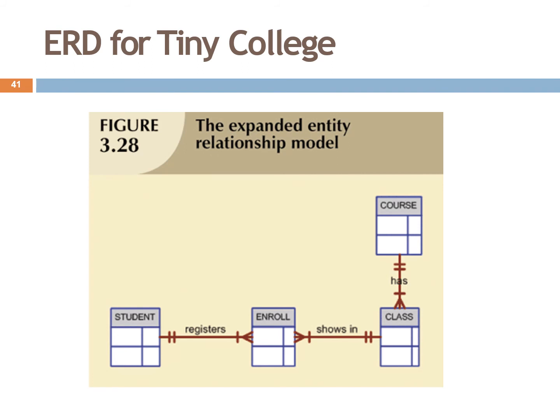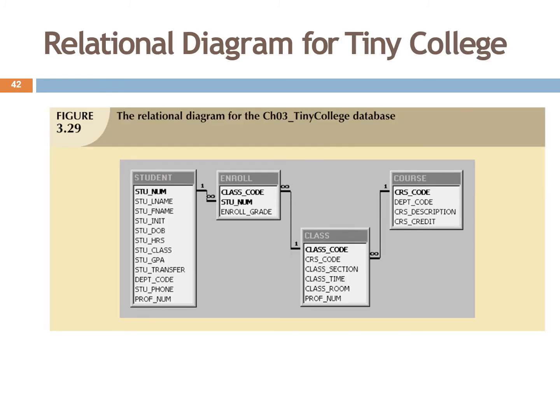Okay, now this is an ERD. This is a complete ERD of Tiny College. So you can see originally we have three entities: student, class, and course. But because student and class have a many to many relationship, we end up with four entities, whereby enroll is a composite entity. Okay, this is also the representation for Tiny College.